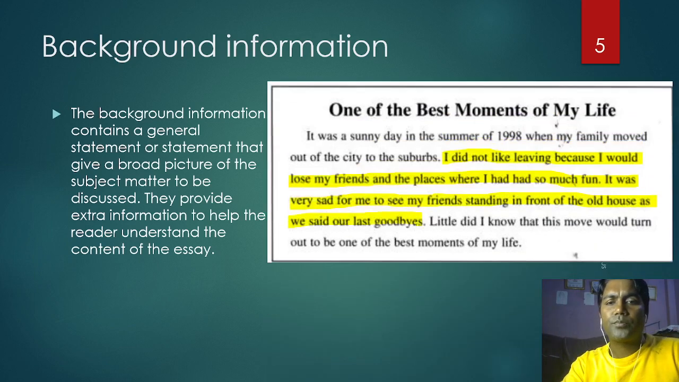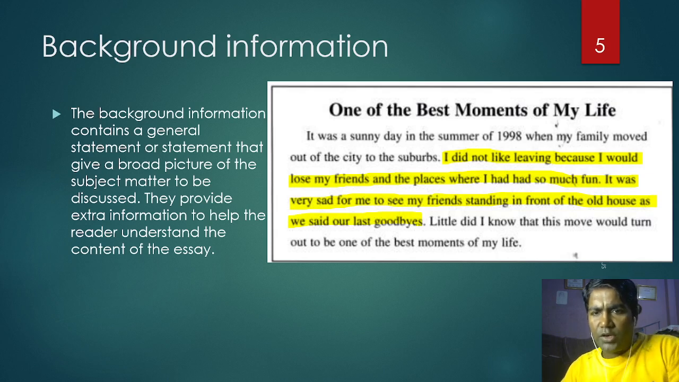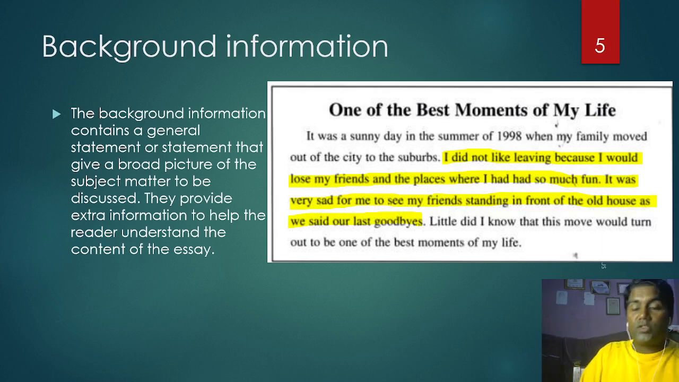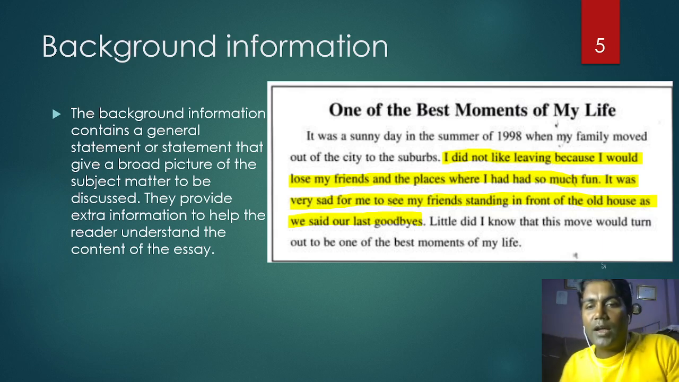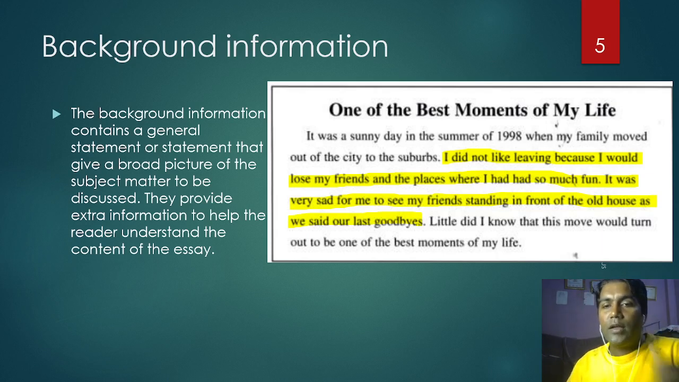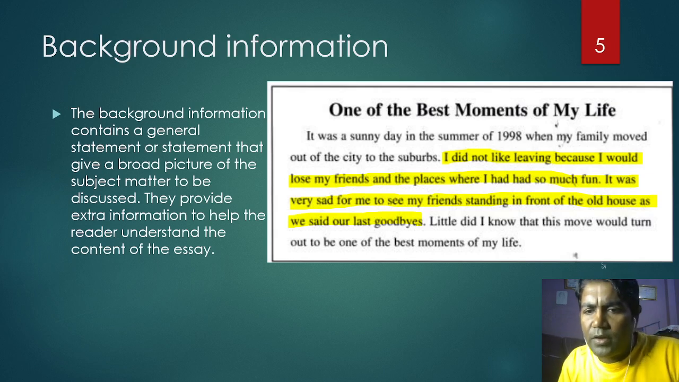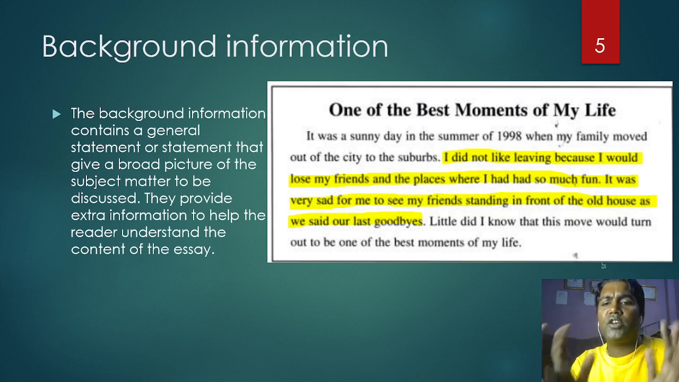For example, the other sentences after the hook are known as background information that gives some detail about the writer's idea. For example, the writer talks about, I did not like leaving because I loved my friends and the places where I had had so much fun. It was very sad for me to see my friends standing in front of the old house as we said our last goodbye. So these are general statements, general ideas the writer is talking about, linking the idea that he has said earlier and that he is going to say later. So they are just general statements.